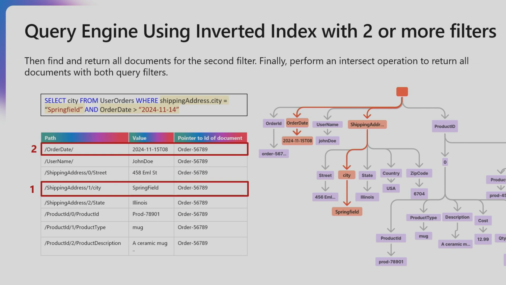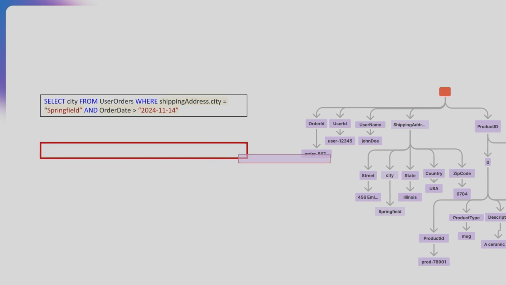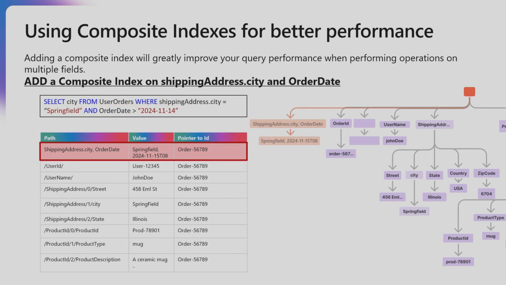Got it. Okay, I also saw when we were looking at our index metrics that Cosmos DB was suggesting a composite index. What is that? Yeah, so composite indexes are something that we can add to our indexing policy.